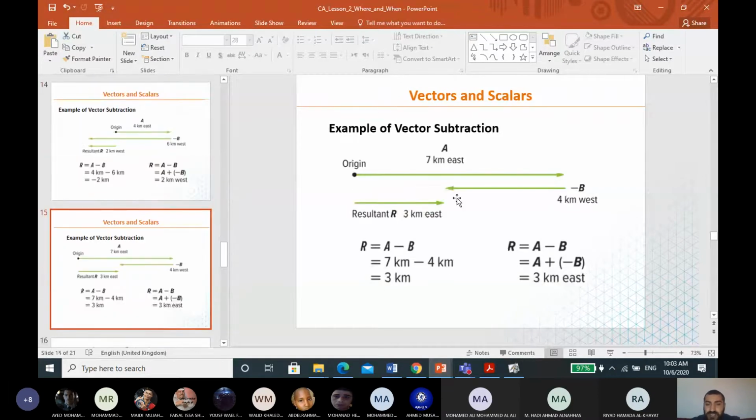Another example of subtracting: you can see that I moved 7 kilometers to the east. I return back with 4 kilometers to the west. So 7 minus 4 will be what, guys? It will be 3 kilometers. So 3 kilometers is a positive value, which means that I'm going in the east direction. Okay, everything is clear till now.